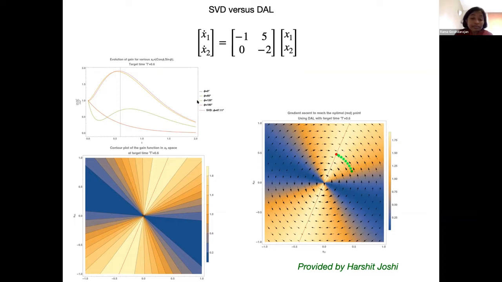Now this example being the easiest one, we can actually plot the gain function for all x naught, y naught. I don't care if it's optimized or not, we can plot the gain function up to this time t, because I know what the answer is going to be at this time t just by solving it. This is what the gain function looks like for this example. I think it's log that he's plotted here. It's basically zero in this direction and maximum in that direction. So if I choose a ratio of x1 to x2 which lies on this red dotted line, I'll be getting the maximum growth.